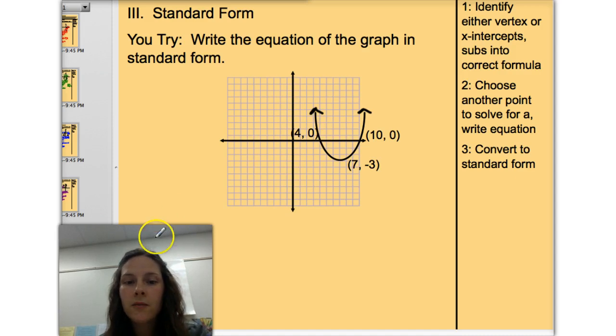So as a reminder, standard form is y equals ax squared plus bx plus c. If you get stuck anywhere, just let me know and we'll go over this tomorrow.